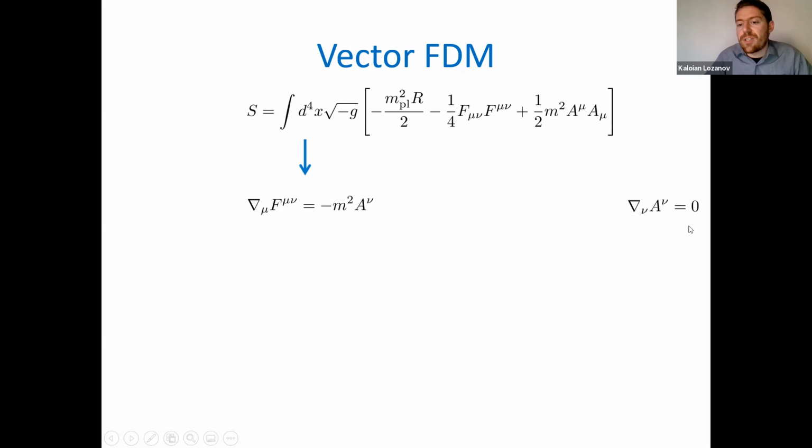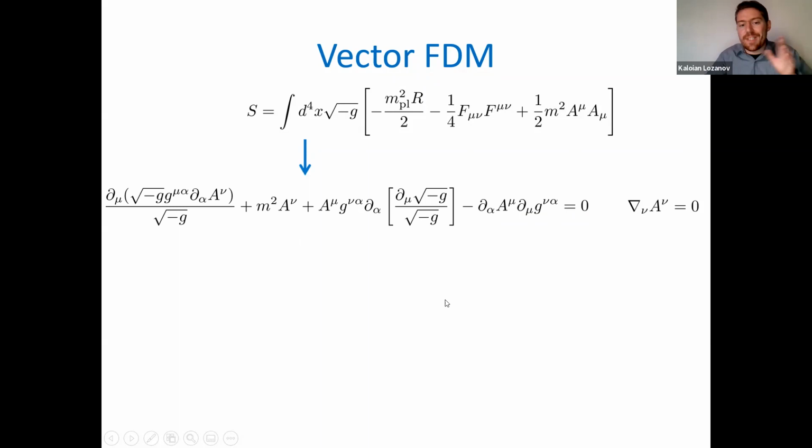We start by substituting the second equation into the first one, which gives us an expression of this form, which can be written out in this way. I apologize about the messiness. The first two terms are identical to the Klein-Gordon equation we had for scalar fuzzy dark matter. However, the third and fourth terms are due to the vector nature of the A mu object.